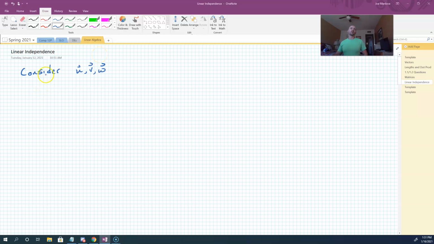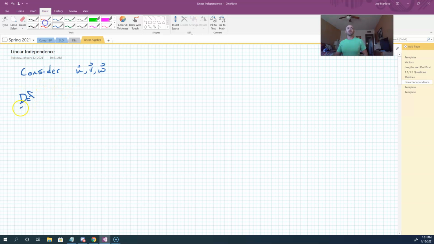Okay, so let's talk about the concept of linear independence, which is related to the concept of a linear combination. So let's consider a set of three vectors. It doesn't have to be three, but three is kind of a convenient number for me. We'll get more into this later. For right now, I just need a basic idea.